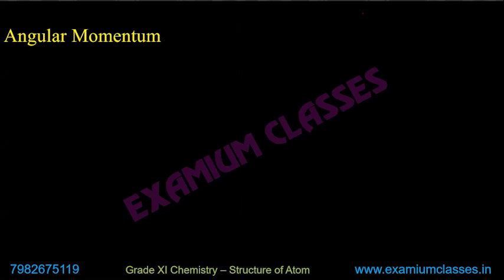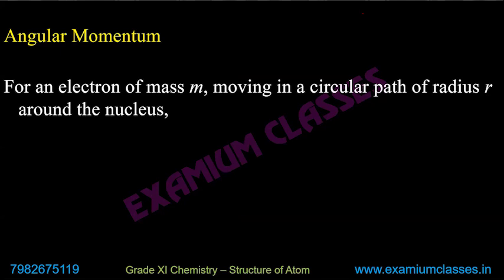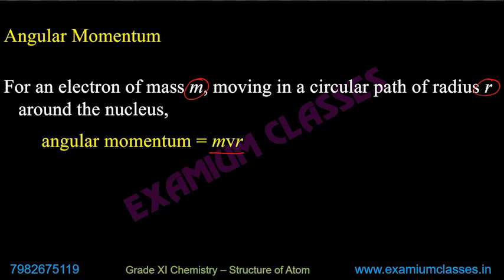Next, related to Bohr's model, angular momentum. You need to remember that for an electron of mass m moving in a circular path of radius r around the nucleus, angular momentum will be given by mvr. This is something you have studied in physics: the angular momentum of any body in a circular path is given by mvr, where m is mass, v is velocity, r is radius of the circular path. So this formula you need to remember.